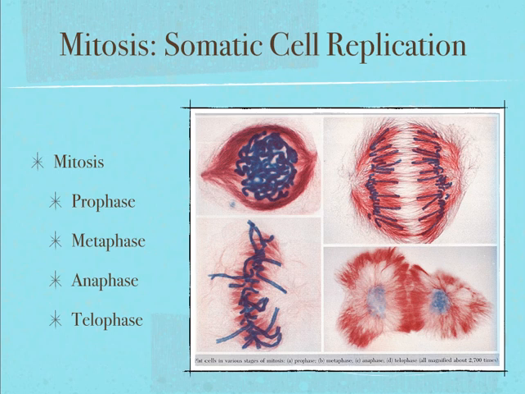Alright, as promised, now that we understand our somatic cells and gamete cells, let's look at cell replication. Somatic cell replication is called mitosis, and mitosis can be broken down into four phases: prophase, metaphase, anaphase, and telophase. Let's go ahead and look at these phases in a little bit more detail.